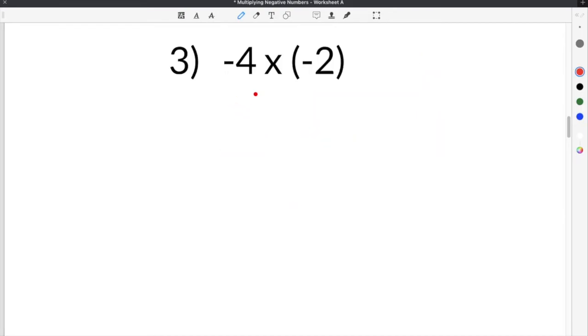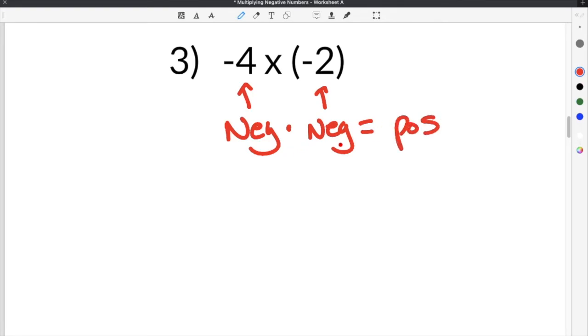Number 3 on our worksheet gives us negative 4 times negative 2. Again, this is a negative number times another negative number, and we know that a negative times a negative is going to equal a positive. So you just multiply 4 times 2, and 4 times 2 is 8. Then you know the negative times the negative is going to be a positive, so our answer is going to be positive 8, or just 8.